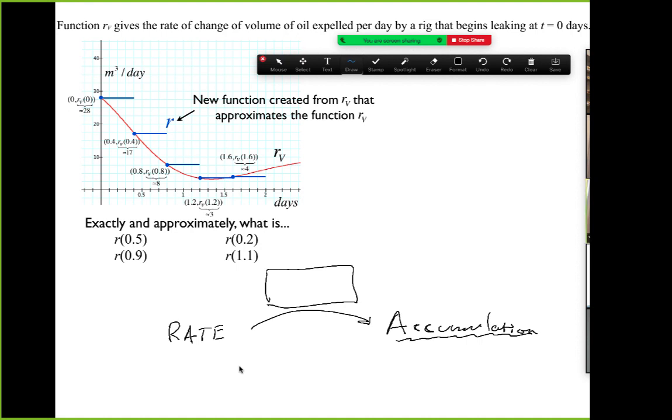M times dx would give you the change in y. Okay, so what does that have to do with accumulation? If you know how much you start with, you can always figure out the change in y and add that to your initial.